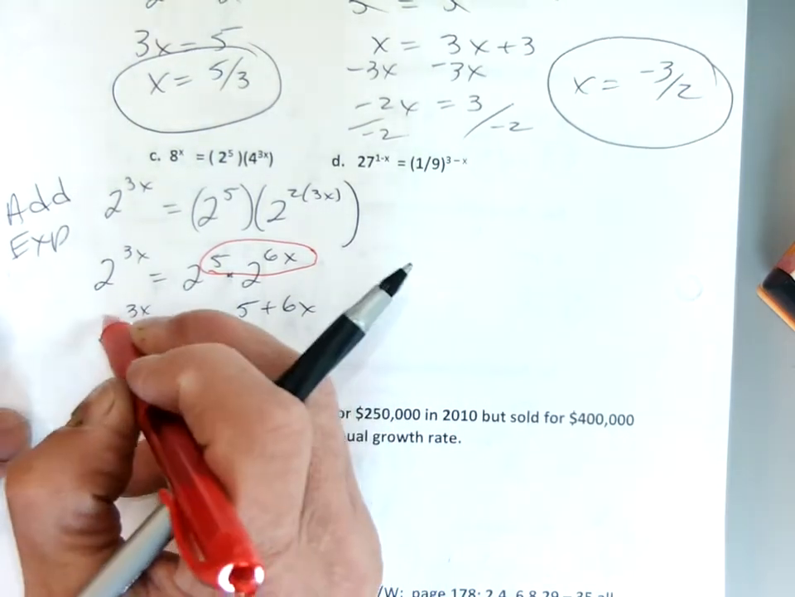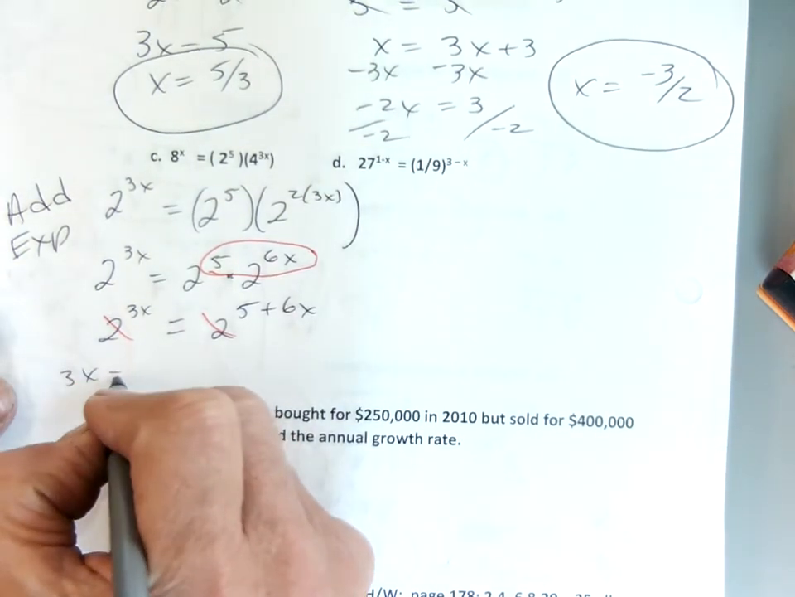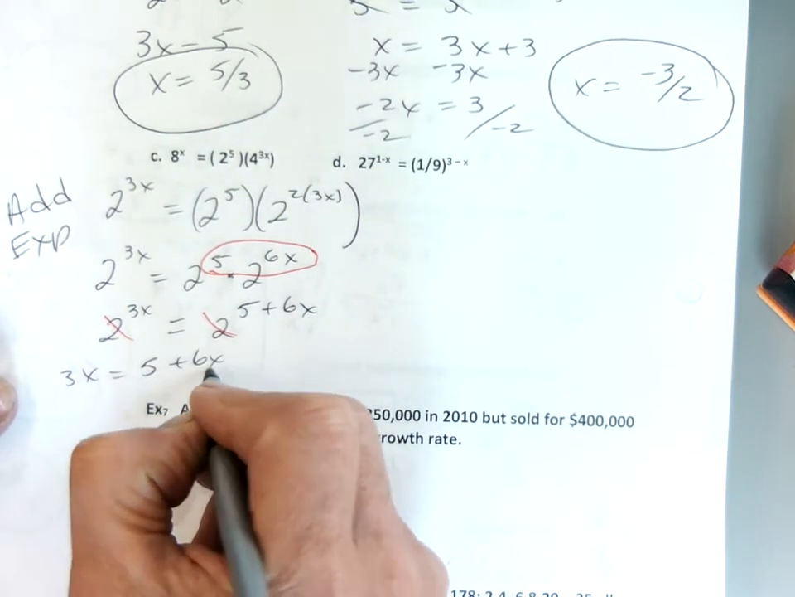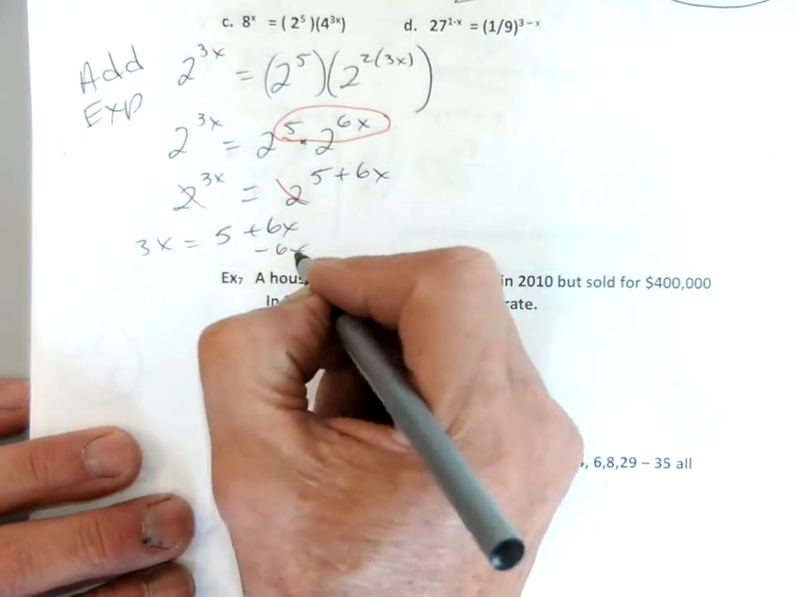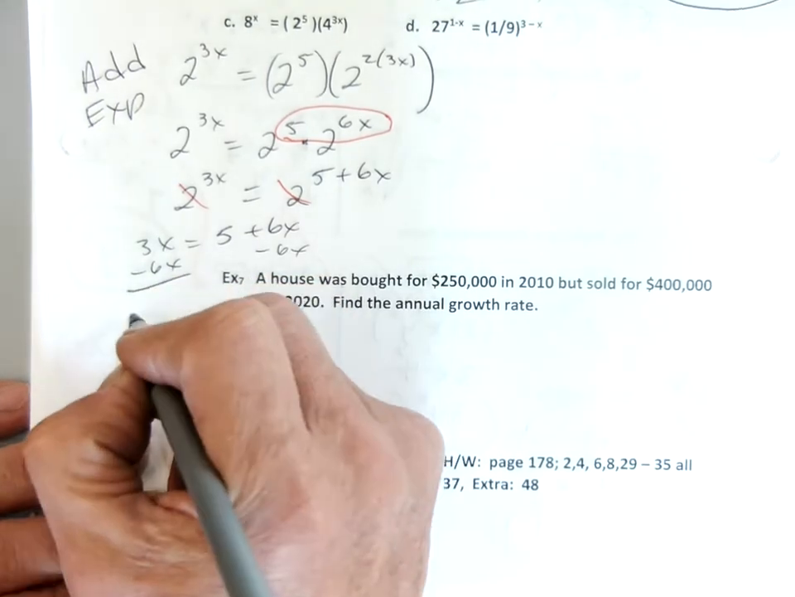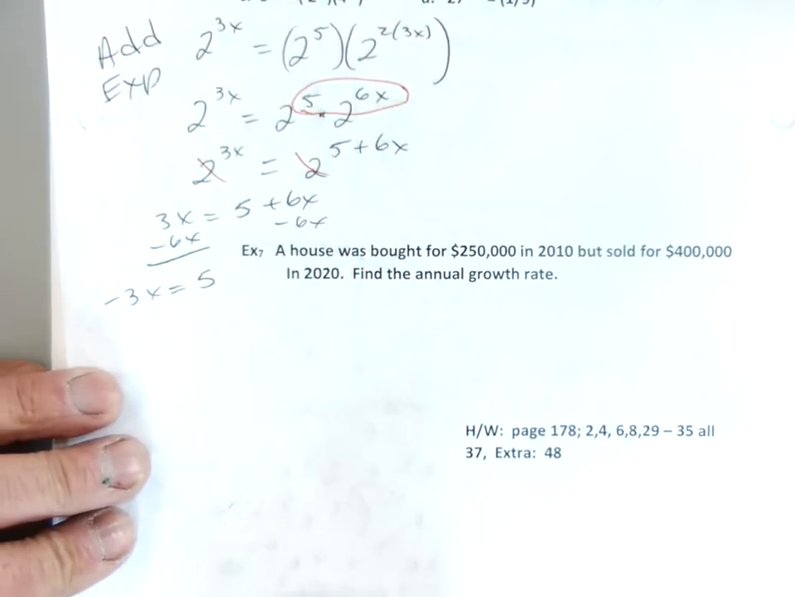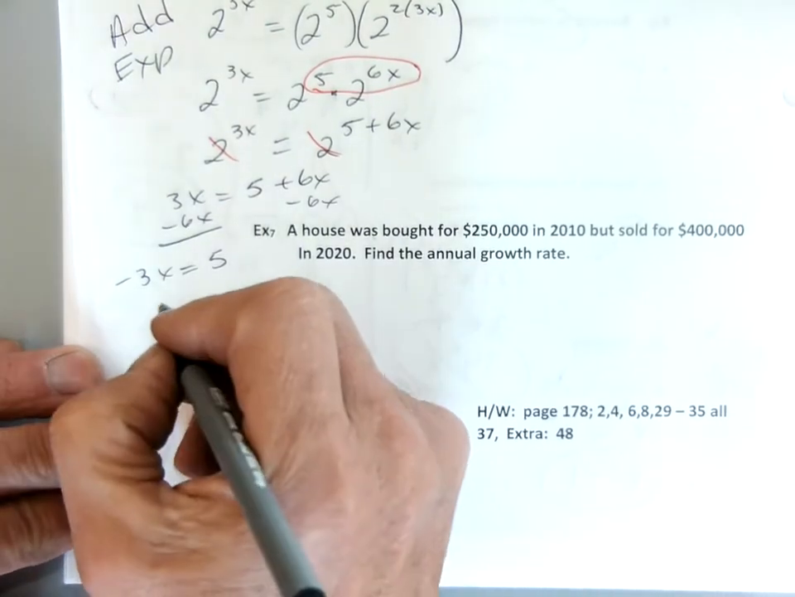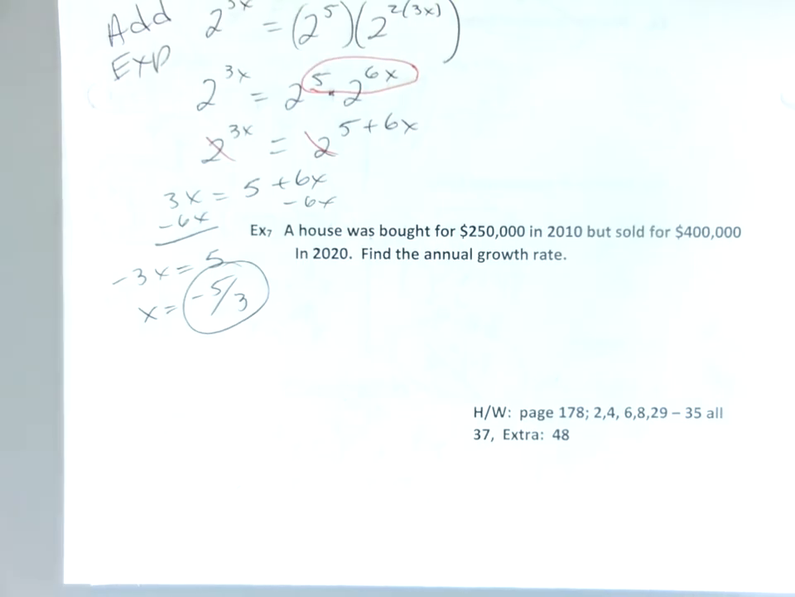Cancel that, I don't need that anymore. And then I'll have 3x equals 5 plus 6x, minus 6x, minus 6x. I'll have a negative 3x equals 5. Divide by negative 3, negative 5 thirds. That was a good problem. I like that one. Okay, I'm getting there.